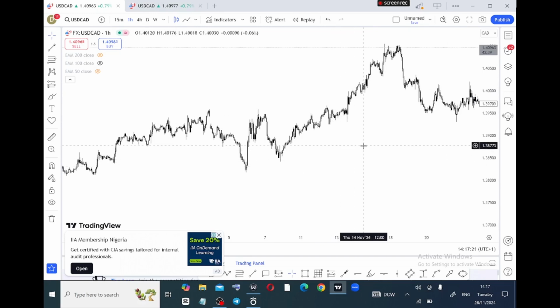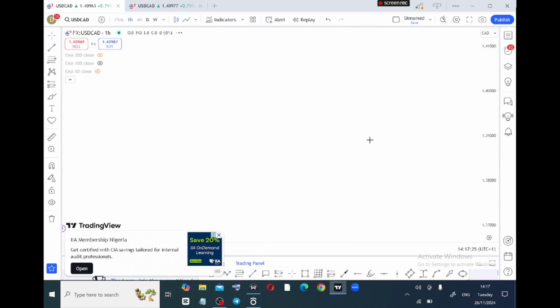Today I just want to explain how I was able to catch a very nice move, a ratio of 1 to 3, on USD CAD.